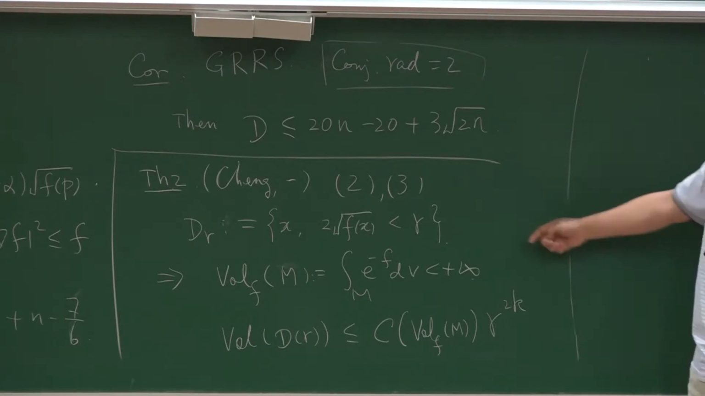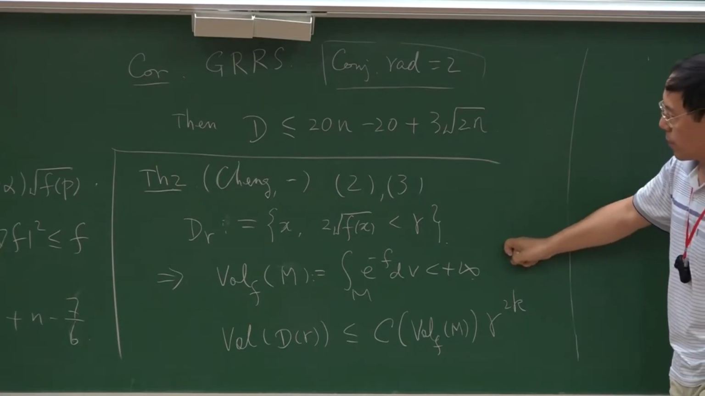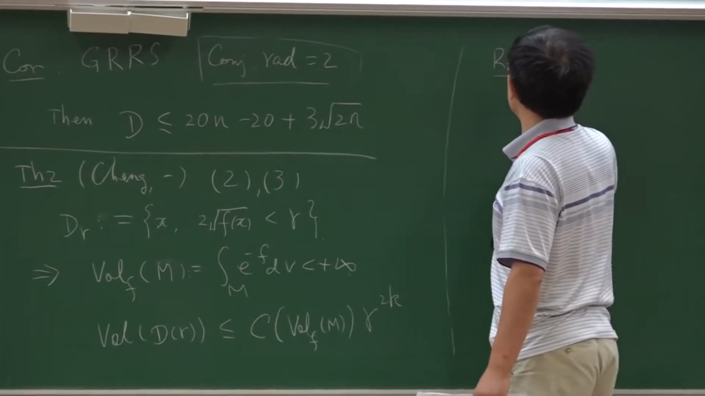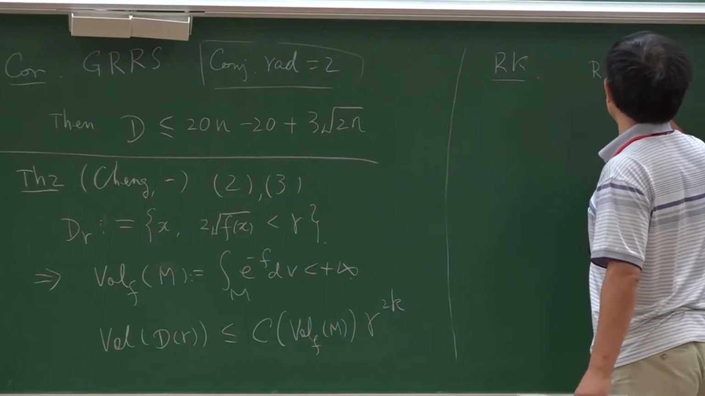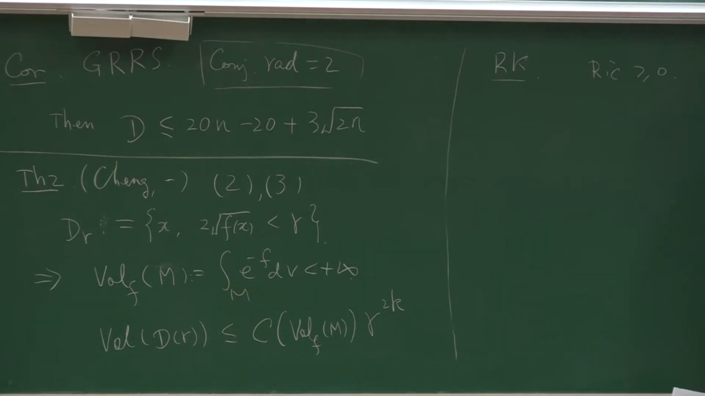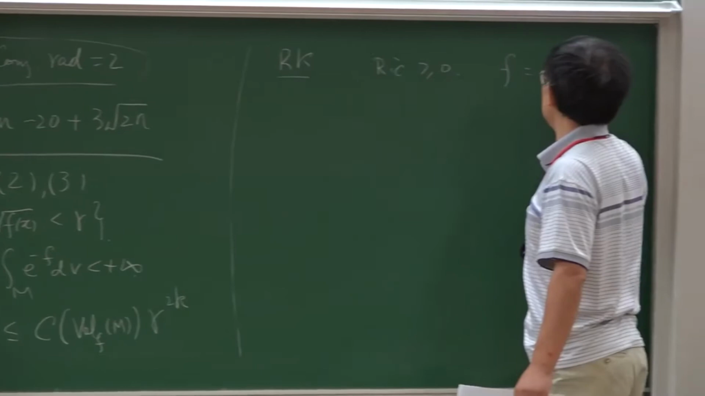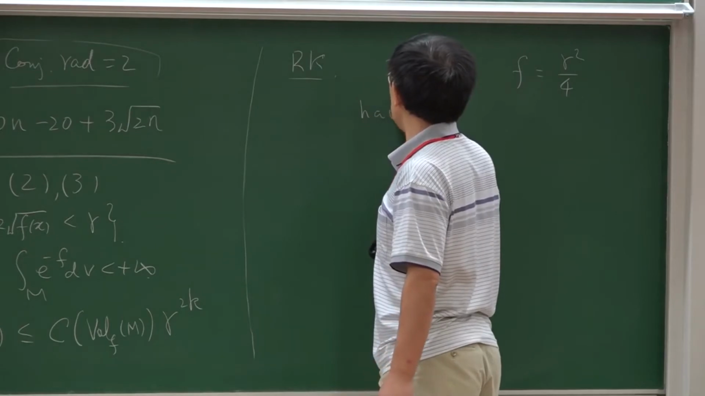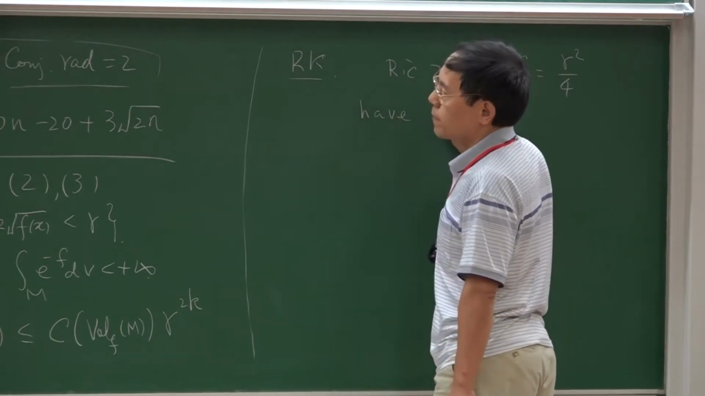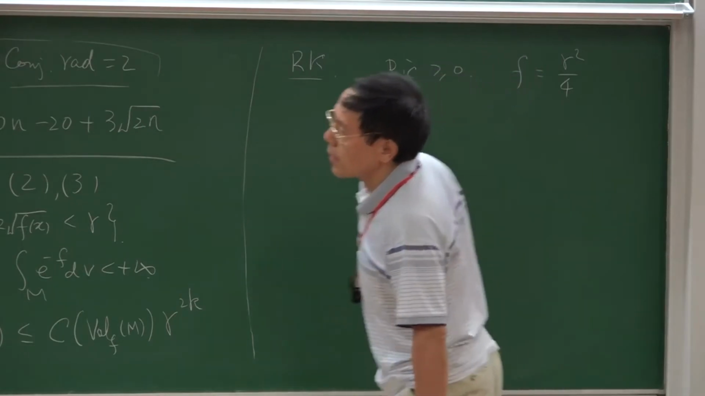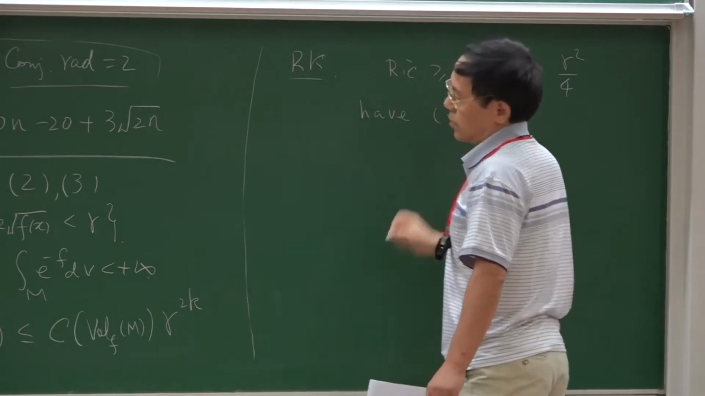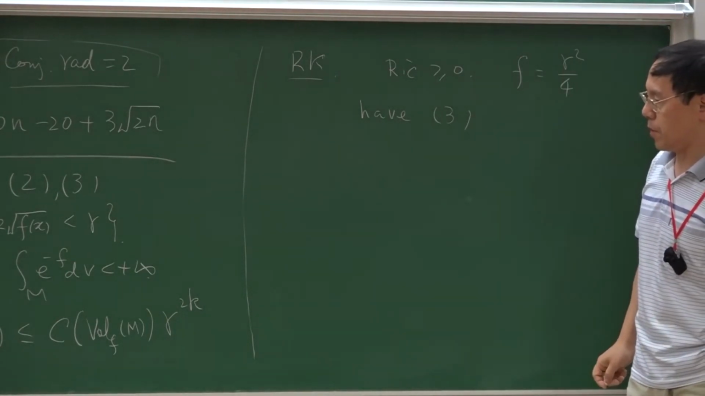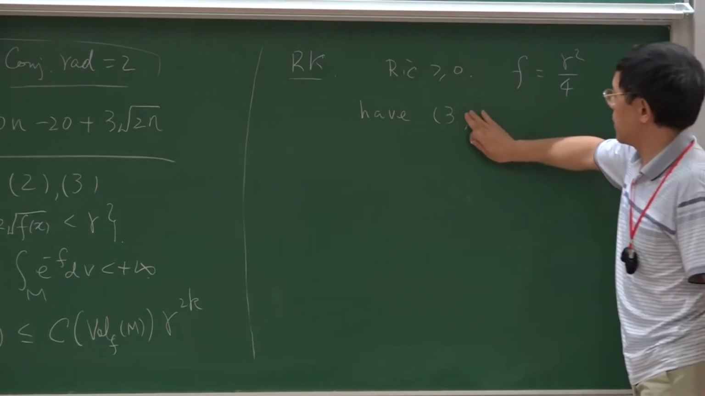So it implies that if you take this function f to remarks, which is bigger than or equal to 0, you can take f as r squared over 4. Then you have the Laplacian theorem. It implies you have 3. So you can recover the classical Bishop-Gromov theorem in this case.